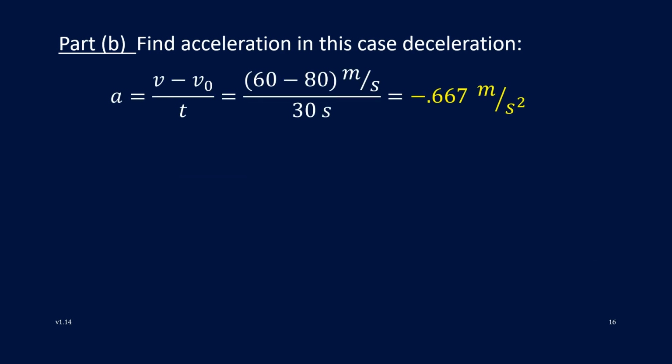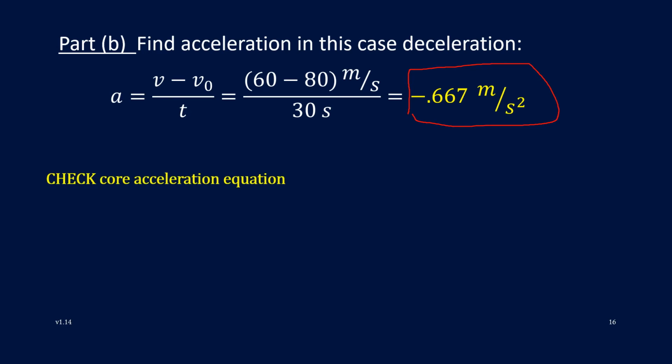So find the acceleration, in this case, deceleration. So we know that it's decelerating. How do we know that? Well, we have a final velocity of 60, initial of 80. That's going to give us a negative number, and the time is 30 seconds, and so we get a negative 0.667 meters per second squared.